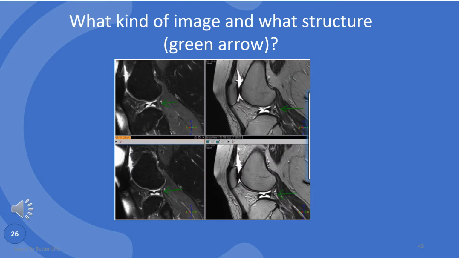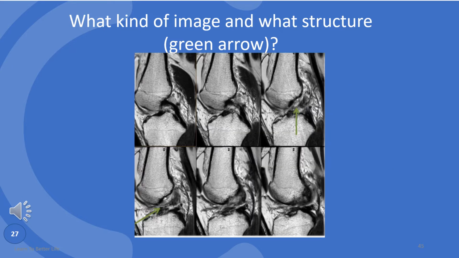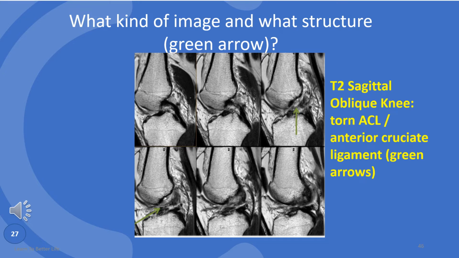What kind of image and what structure is the green arrow? It's a proton density fat suppressed sagittal, left, and T2 weighted sagittal, right, indicating meniscal flounce, green arrows. What about this image and what structure? T2 sagittal oblique knee, torn ACL, anterior cruciate ligament, as you can see in green arrows.